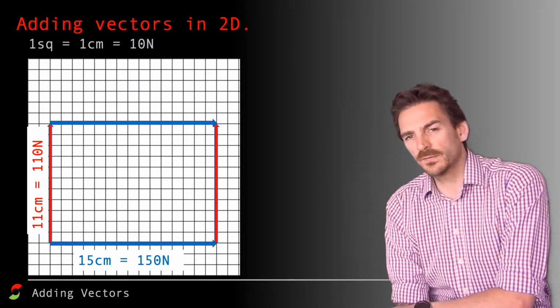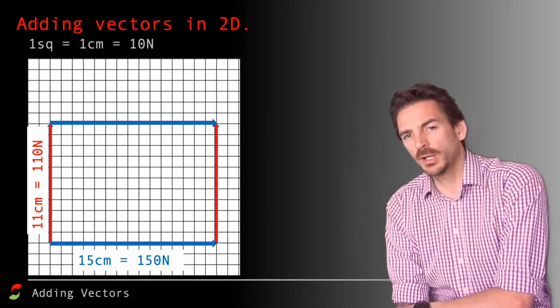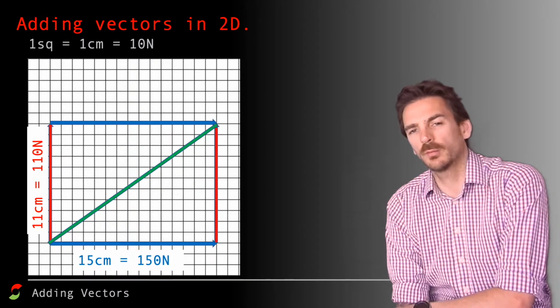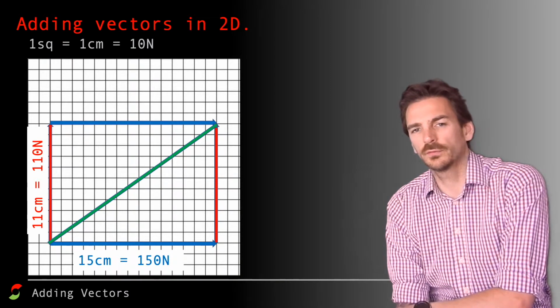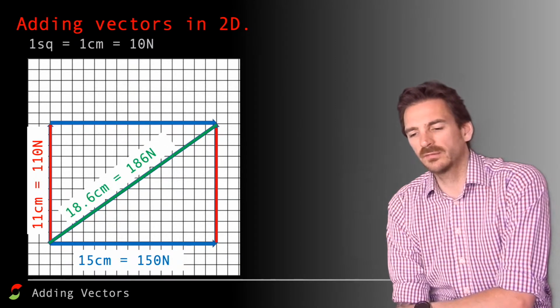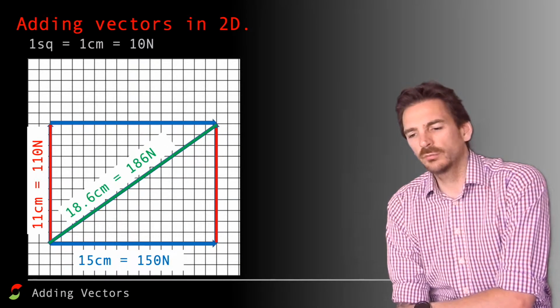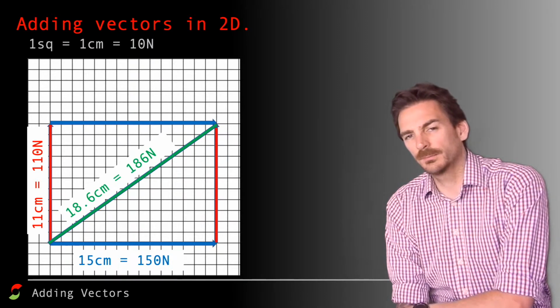So the origin of the vector is the bottom left-hand corner, and its final position is in the top right-hand corner. So we draw an arrow from the bottom left to the top right to represent the resultant vector, or in this case the resultant force. And what we can do now is measure the length of that. It's 18.6 centimetres, which means it's 186 newtons when we apply that scale to it.